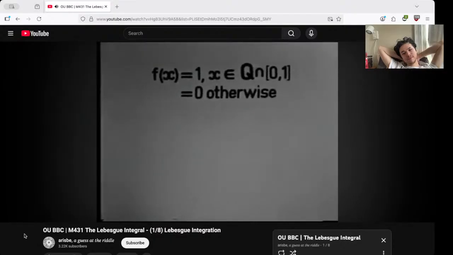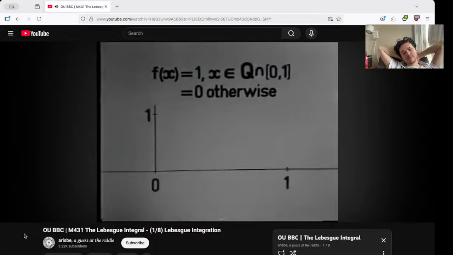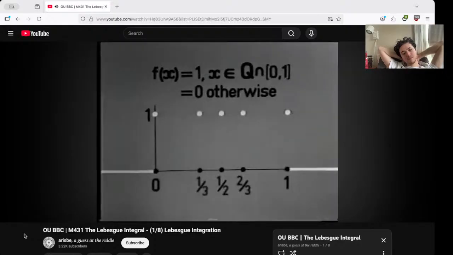Let's try to draw the function. Outside 0, 1, f is 0. Inside 0, 1, it's equal to 1 at the rational points. For example, at the points 0 and 1, it's equal to 1. And also at the point 1/2. And again at 1/3 and 2/3, and so on for all the rationals in the interval. But for the irrationals in the interval, it's 0.